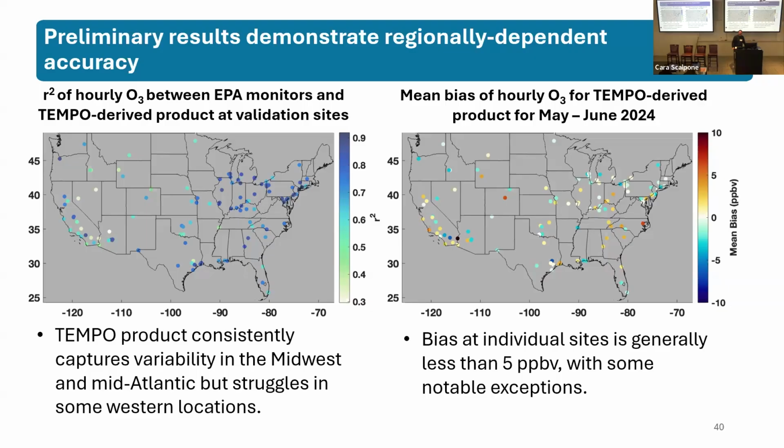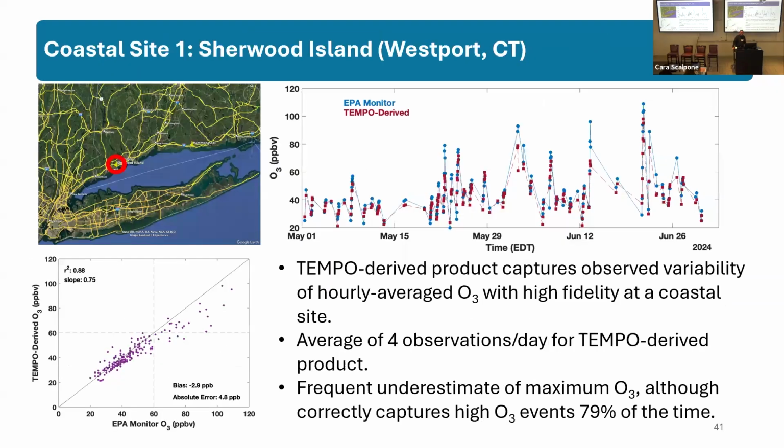And if we look at the biases on the right side, we see again that for individual sites, our biases are generally within about 5 ppb, although we do have some sites, again, there's one in Southern California where the bias is more than 10 ppb. So trying to understand what it is about these particular sites that are giving us problems is one of the main things we're going to be focusing on in the near term. And then we can zoom in a little closer to one individual site for a time series.